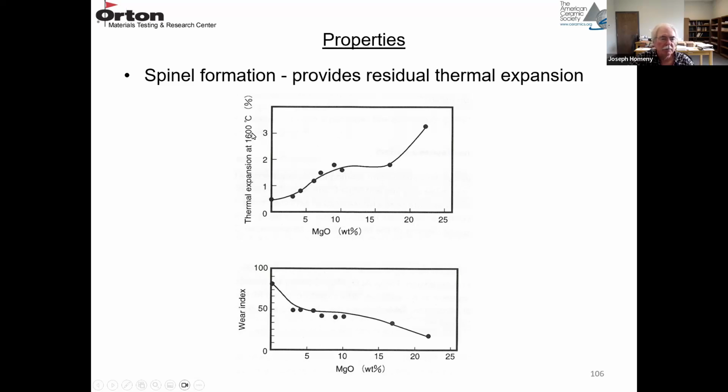So this is thermal expansion after 1600 degrees C as a function of MgO content. And this is a wear index as a function of MgO content. You can see the residual expansion goes from about 0.5 to 3% as you increase the MgO content. And these are for samples, again, fired at 1600 degrees C, a high enough temperature to form the spinel. And so the more spinel you form, the wear rate goes down. So the wear index decreases. So the spinel formation decreases the wear rate.